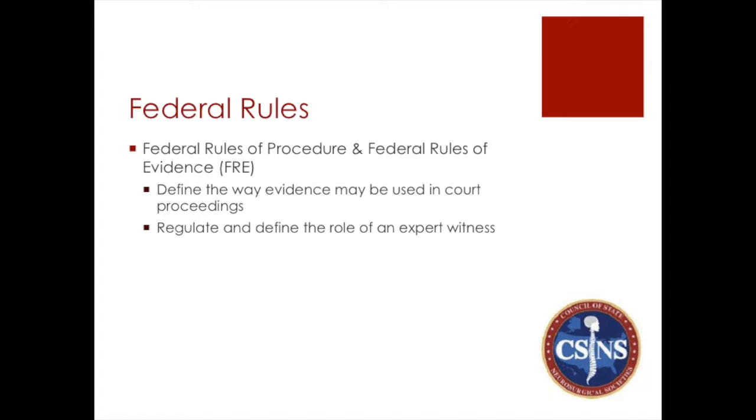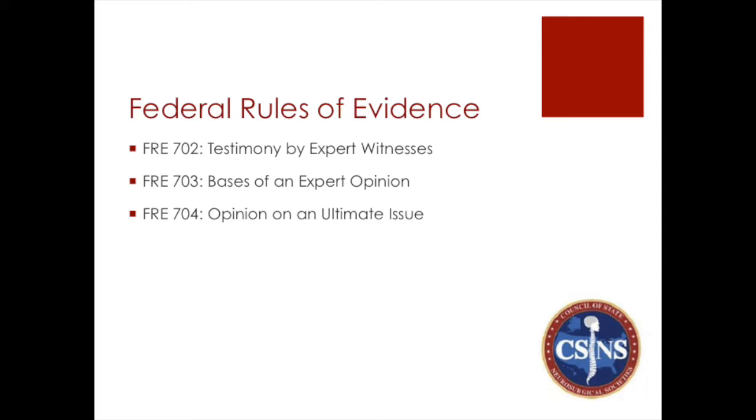In order to understand the role of an expert witness, it is important to know about the Federal Rules of Procedure and the Federal Rules of Evidence. These are guidelines set up by the federal government that define the way that evidence may be used in a court proceeding, as well as regulate and define the role of an expert witness. The three most important of these Federal Rules of Evidence are Federal Rules 702, 703, and 704: testimony by an expert witness, basis of an expert opinion, and opinion on an ultimate issue.